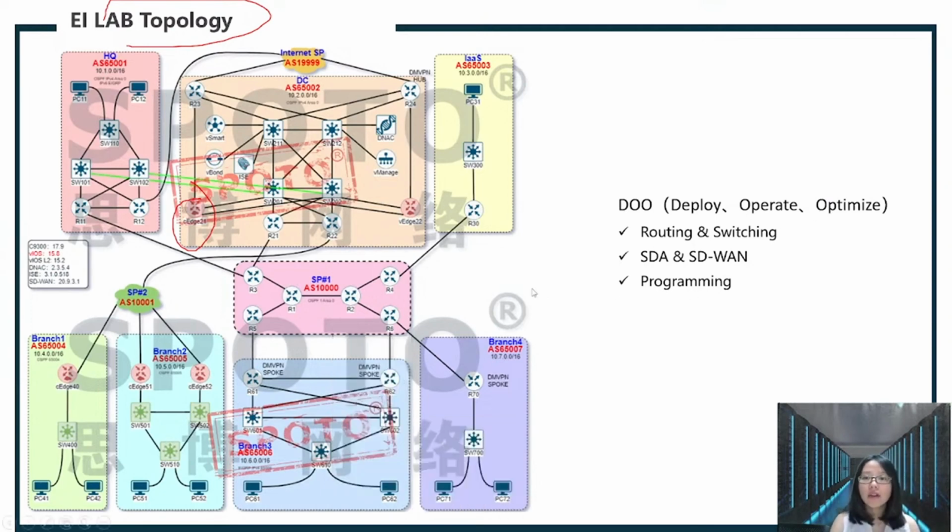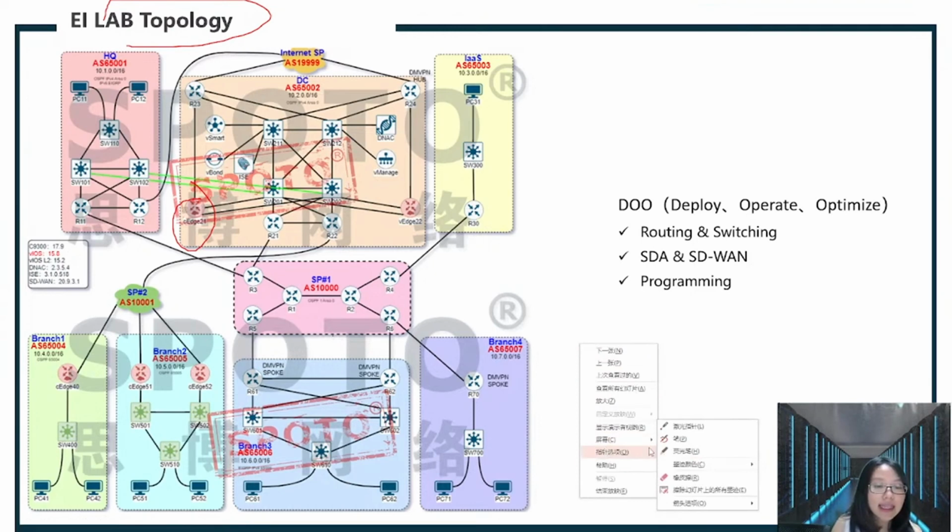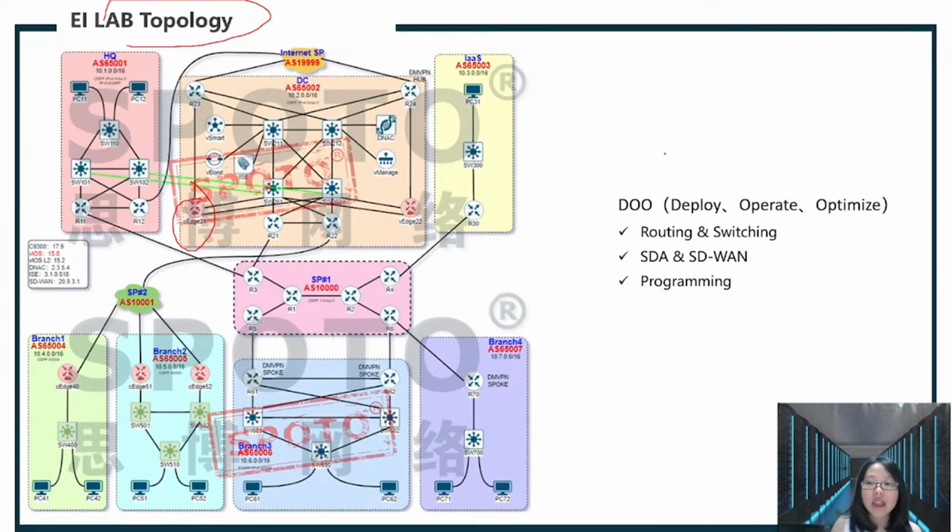Let's briefly look at some of the requirements of the EI lab. The CCIE lab examines the candidate's deploy, operate, and optimize capabilities, referred to as DOO, which is mainly configured from routing, switching, SDA, SD-WAN, and programming. So it's HQ, DC, IaaS, service provider 1, and SP2. These are 4 branches.